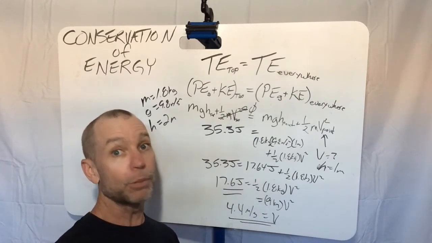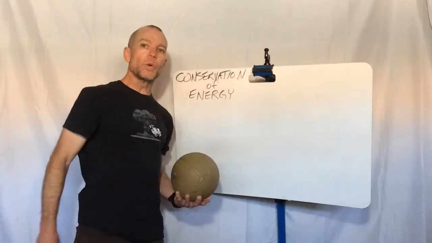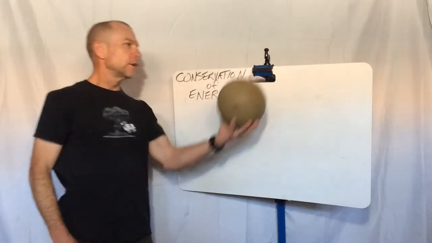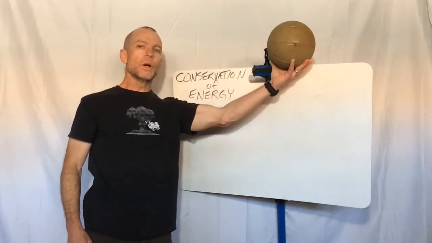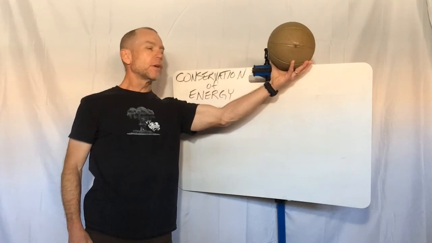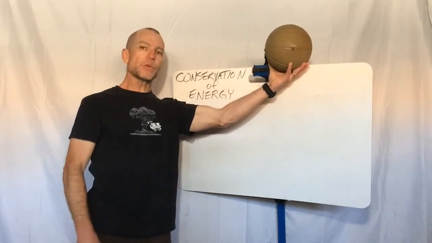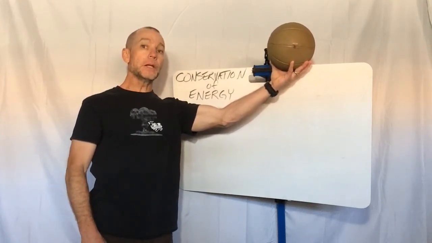Right? You're going to get a few examples to do next. The top of this sign is 1.5 meters above the ground. So if I take my 1.8 kilogram ball and I hold it right there, 1.5 meters above the ground, when I let it fall, how fast will this ball be going when it hits the ground? Ready?